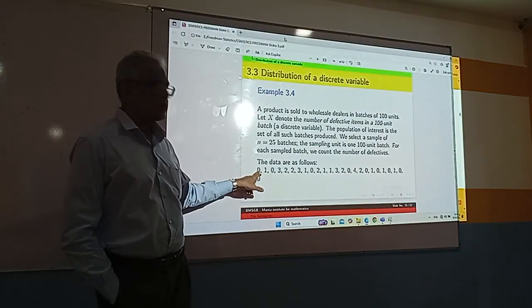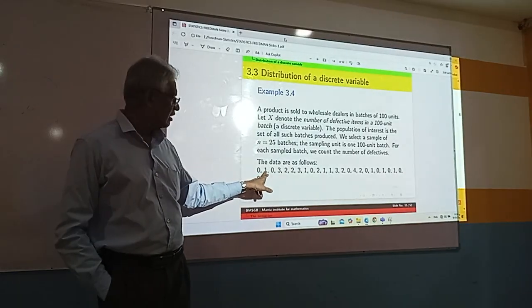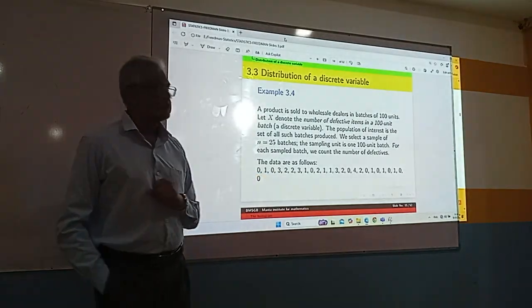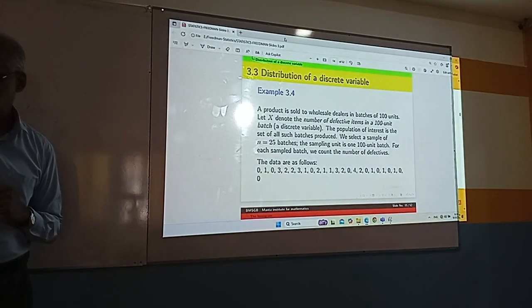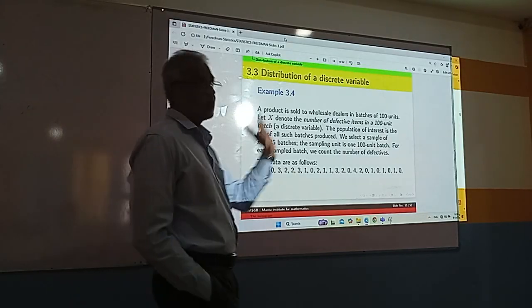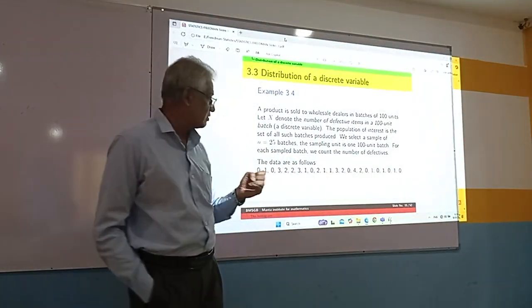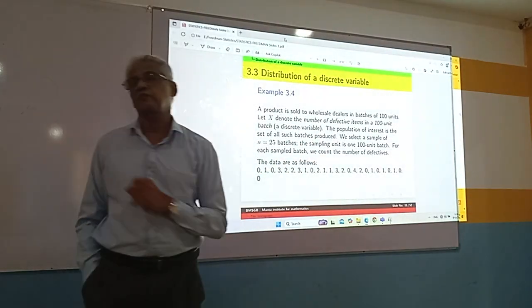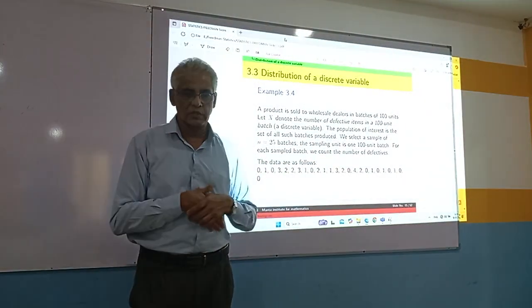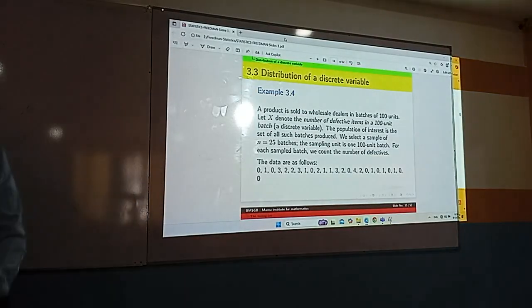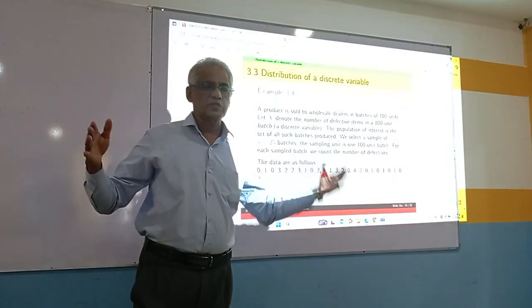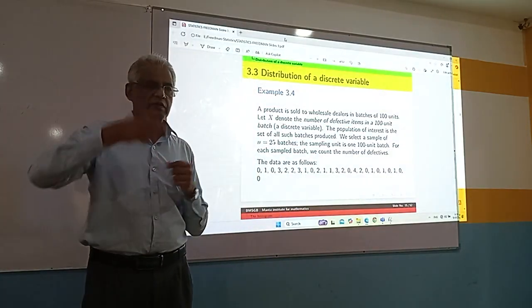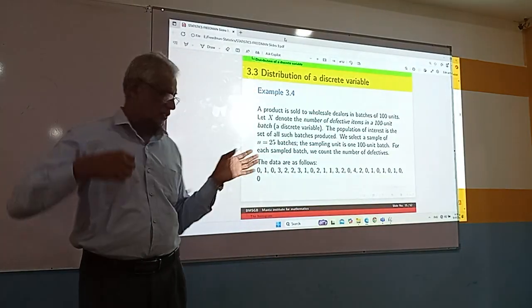In the first batch there were no defectives, in the second batch there was only one defective out of 100, in the third there were 0 defectives and so on. So these are 25 numbers here. You can see that some numbers are occurring with a high frequency, some numbers are occurring with less frequency, some possible numbers are not occurring at all. So therefore we can talk about the distribution of values. The possible values are from 0 to 100, but these values have different frequencies in the data set.